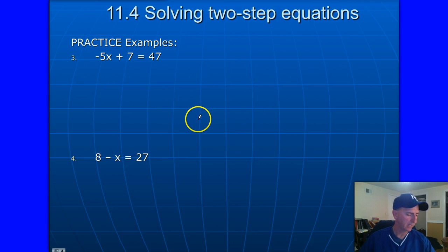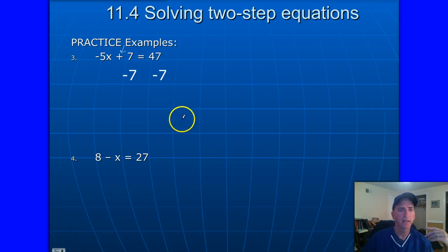Okay, let's take a look at number 3 here. All right, number 3, negative 5x plus 7. Remember what we undo first? Addition. So add negative 7 to both sides. Do the math, straight downhill. All right, that's 0, so you have negative 5x. You have negative 5 times x, so I'm going to divide it by negative 5.